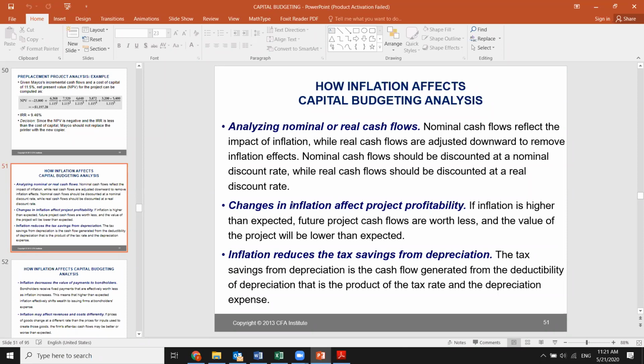When the interest rate is given, it takes the inflation itself into consideration, because a higher interest rate shows that there is huge inflation as well. Due to that huge inflation, the interest rates need to be adjusted. Inflation also reduces the tax saving from depreciation, which is another reason. The tax saving from depreciation is the cash flow generated from the deductibility of depreciation.